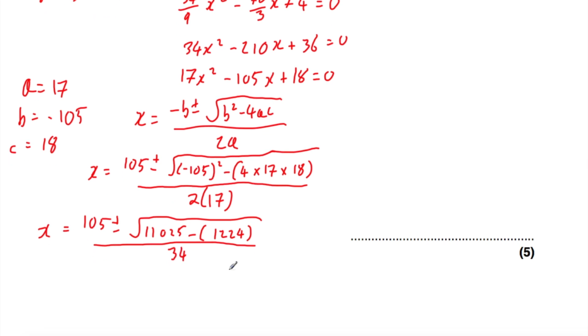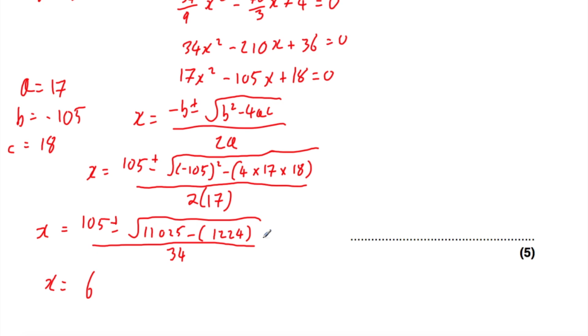At this point, I'm just going to type this into my calculator. So x is equal to 105 plus the square root of this over 34, and then 105 minus the square root of this over 34. So when I type in on my numerator 105 plus the square root of 11,025 minus 1,224, all divided by 34, I get an answer of 6. So x is equal to 6. That's fantastic. Perhaps this would have factorized, but at least doing it this way, we didn't need to bother factorizing 17x squared minus 105x plus 18.